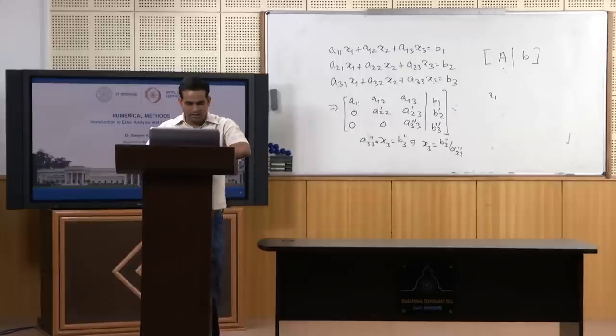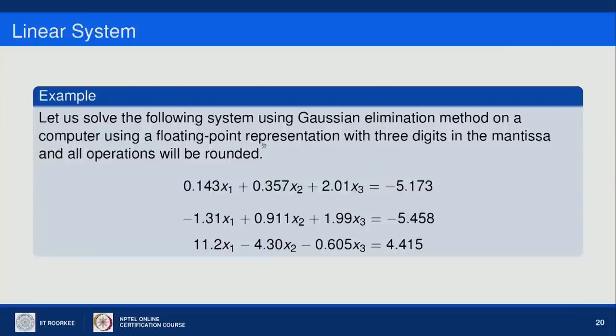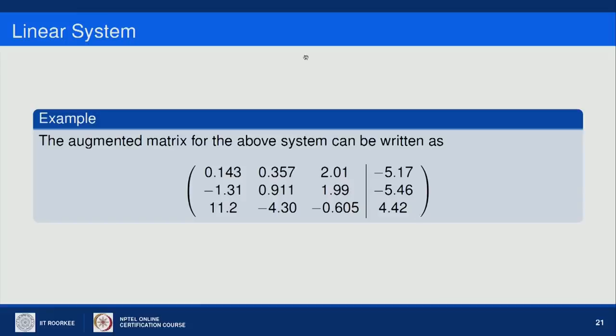So let us take an example, this particular system of equations. We need to solve the following system using Gaussian elimination on a computer using a floating point representation with 3 digits in the mantissa, and all operations will be rounded. So I am having 3 equations in 3 unknowns. The augmented matrix for this system is given by this particular 3x4 matrix. So this is the right hand side vector.